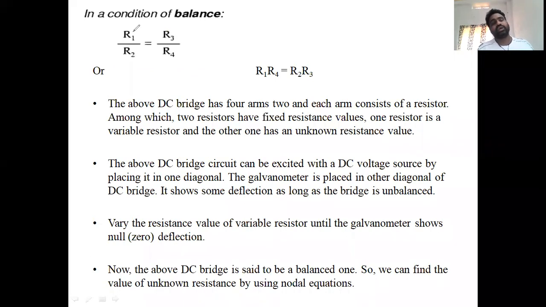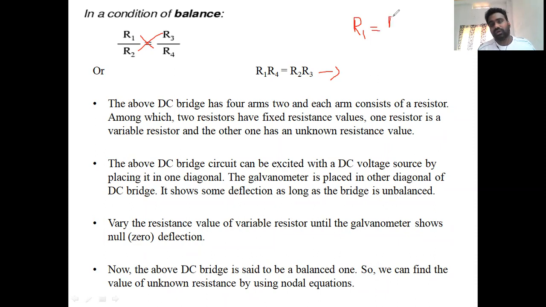Okay, so we cross verified the balanced condition, R1 divided by R2 is equal to R3 divided by R4. We cross multiplied the expression, and R1 R4 is equal to R2 R3. From this expression we need to find out R1. R1 is our unknown resistance. What is the value of R1?